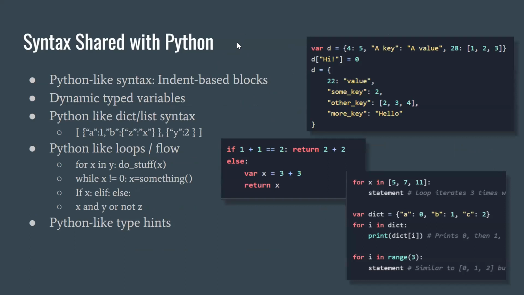And even the type hints, I think, are pretty close, although I have to admit I don't use type hints a lot in Python. So I just saw that somewhere and I was like, that looks the same. So those are a lot of consistent things.